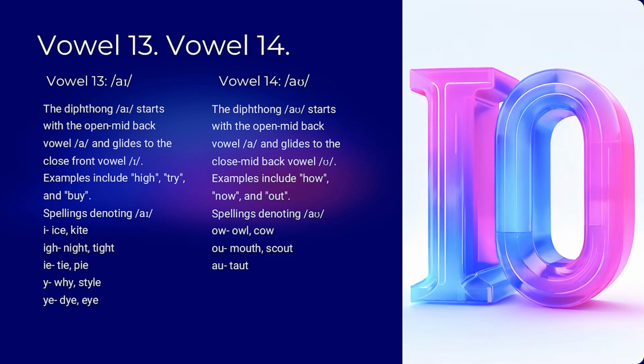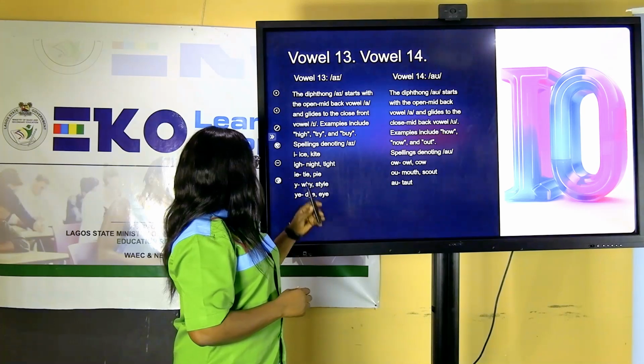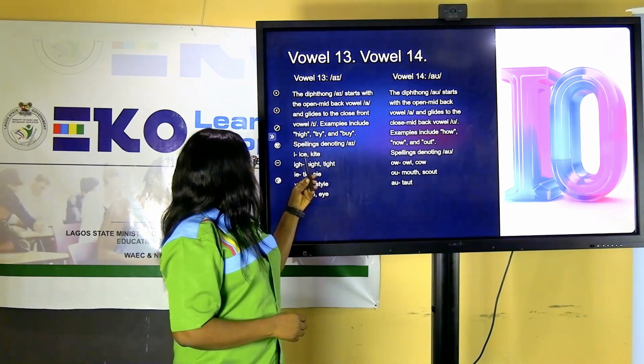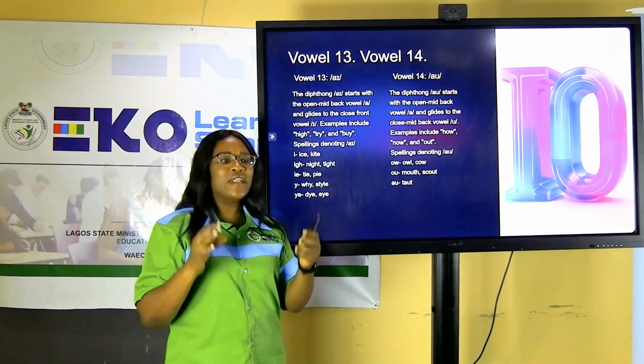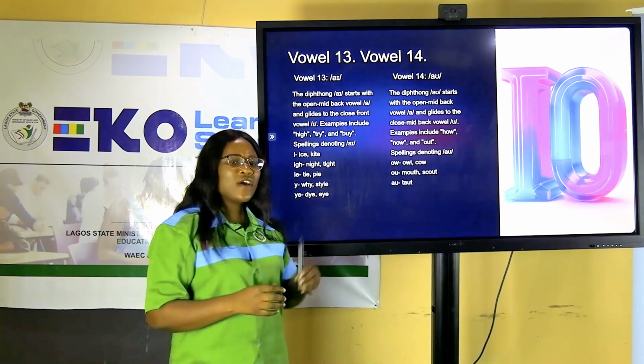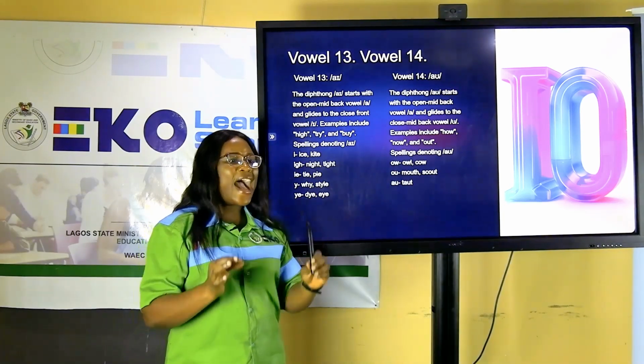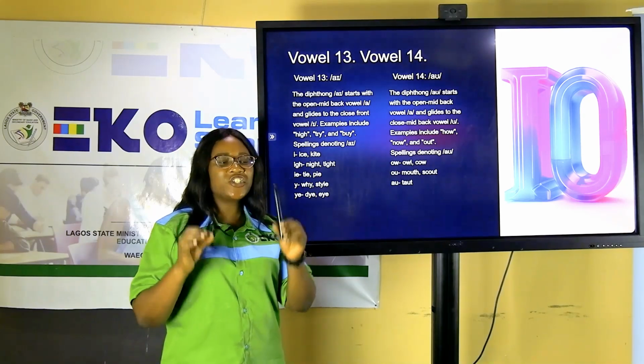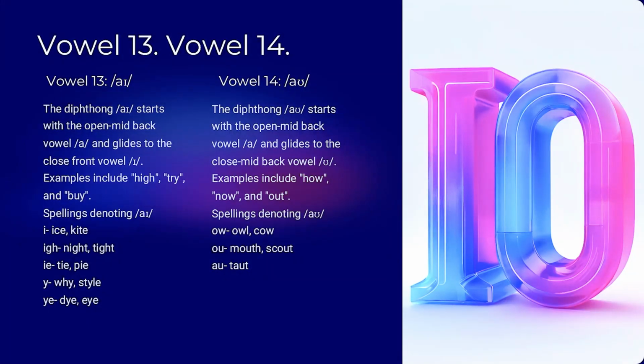Spellings denoting I: letter I, in the word ice, in the word kite. We can see the sound I in these two words. We also have other words there. I also sounds when we have IGH, in the word night, in the word tight. We also have it in IE words, where we have tie and pie. We have Y in style, and then we have die and high.